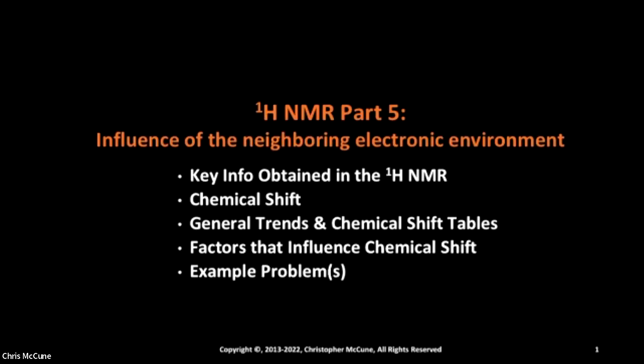Hello, welcome to the NMR series of lectures. This is Proton NMR Part 5, and we're going to be looking at the influence of the neighboring electron environment.